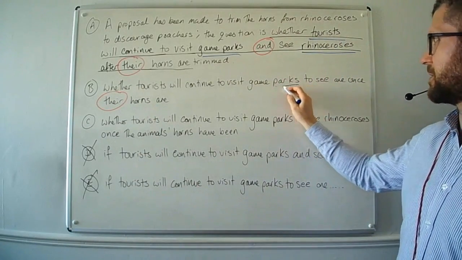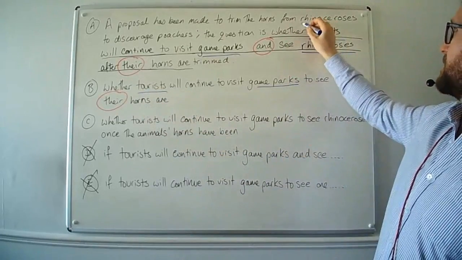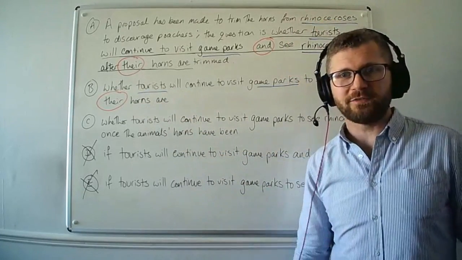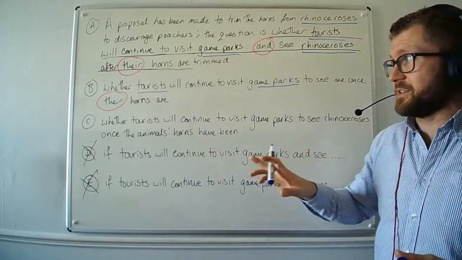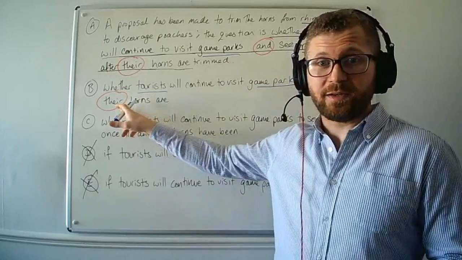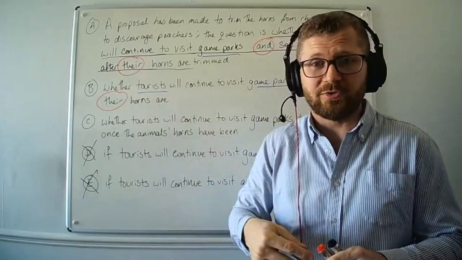This time I've got game parks, I've got tourists. There are still the rhinoceroses, but those are way back at the beginning of the initial sentence, outside the underlined portion. Now, again, the context of the sentence tells me that because it's their horns, it's going to be the rhinoceroses the sentence is trying to talk about.